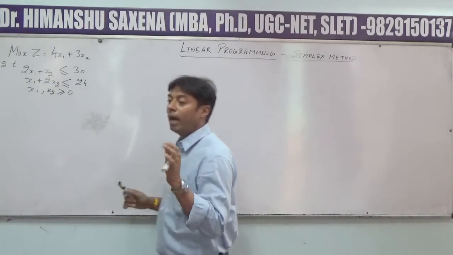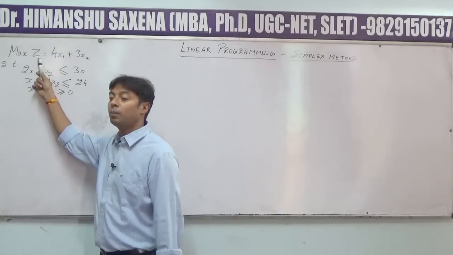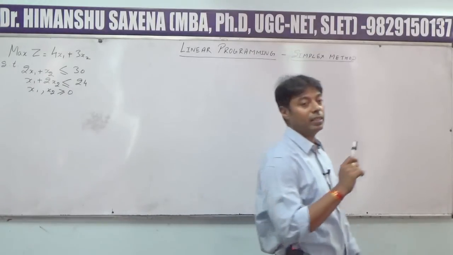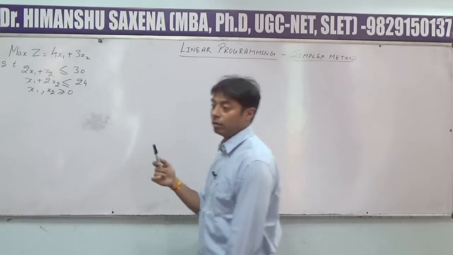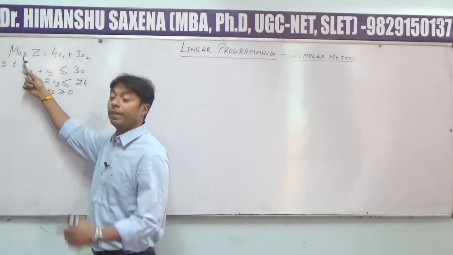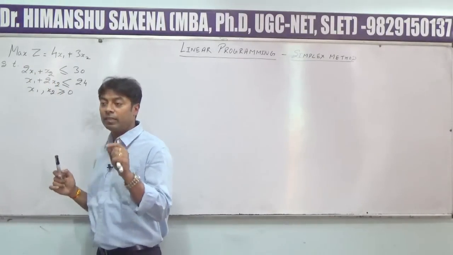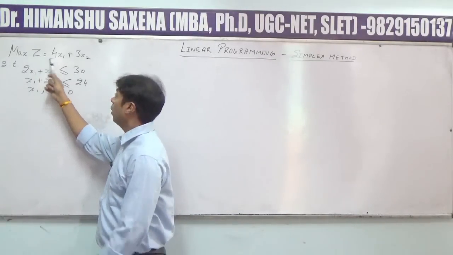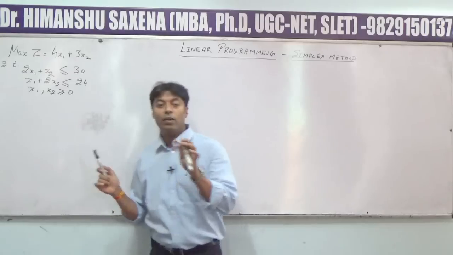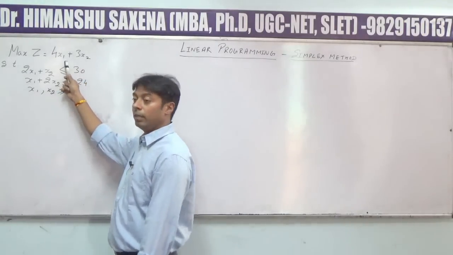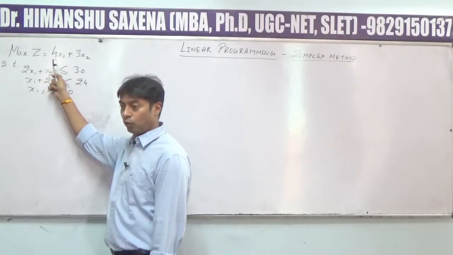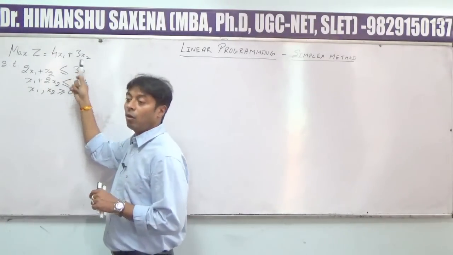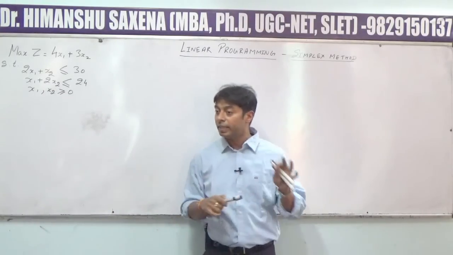Whenever the case is of maximization, Z represents profit or contribution. Whenever the case is of minimization, Z represents cost. So today we have taken a case whereby the function is a maximization case. Here Z is representing profit. Now there are two products of a company. The first product, denoted by X1, has a contribution of 4 rupees. Another product represented by X2 has a contribution or profit of 3 rupees per unit.